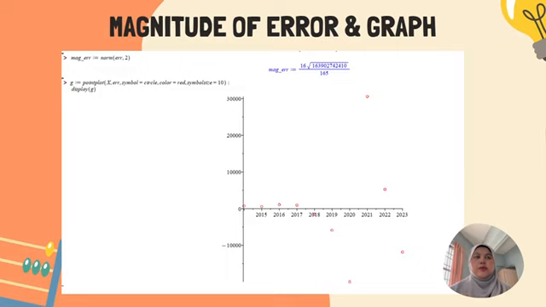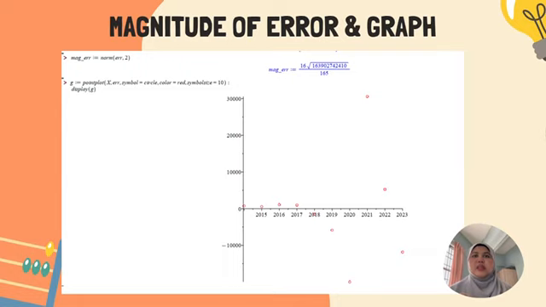Following the error vector calculation, we determine the overall size of the error, which is the magnitude of error. We calculate the magnitude of error by measuring the total length or size of the error vector. This gives us the final square root number shown on the slide. Finally, we visualize this error by plotting the residuals against the independent variable x, which is the years.